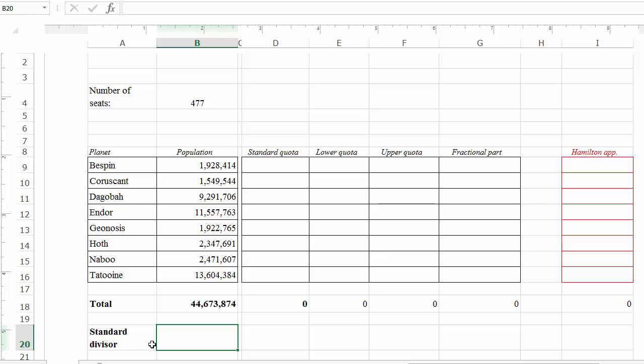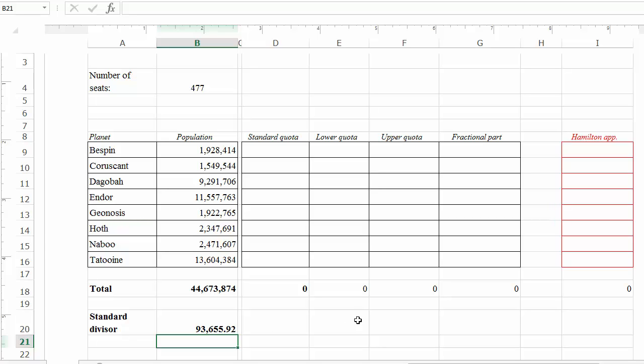And now we need to compute the standard divisor. So that is obtained by taking the total population and dividing by the number of seats, which is 477. So we take the population divided by the number of seats, and that's our standard divisor.